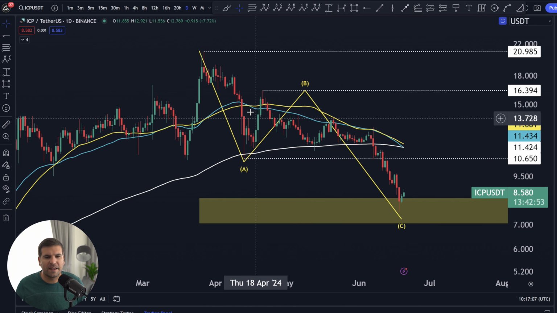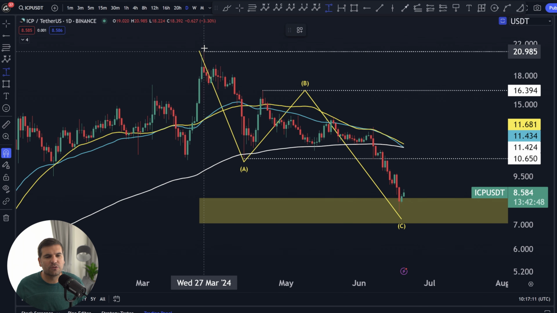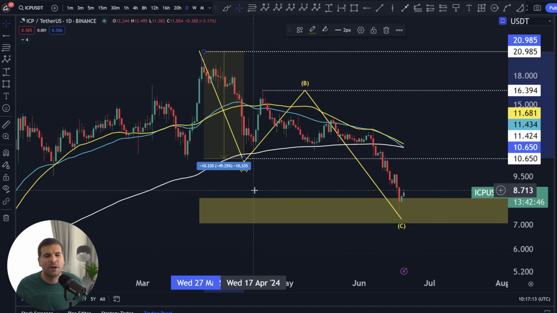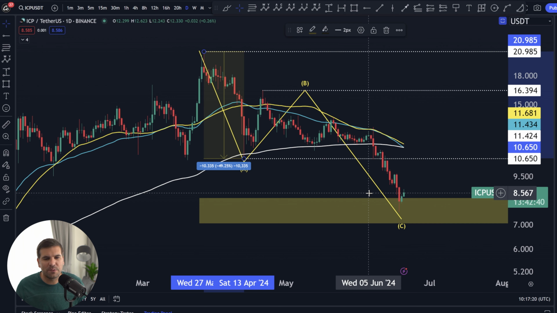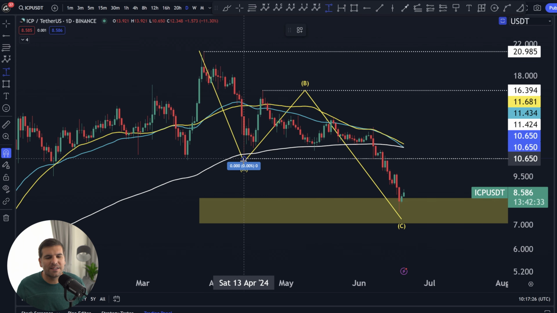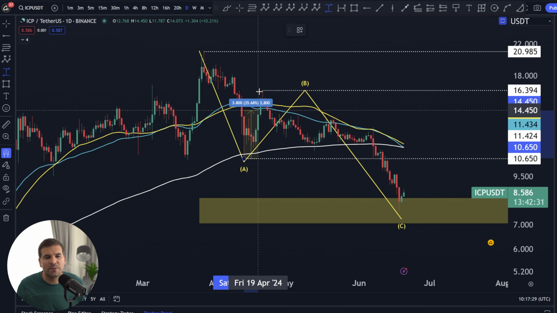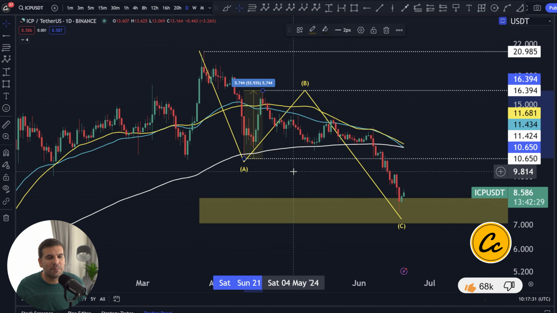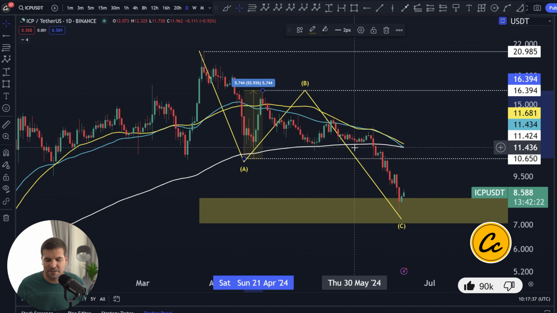So as we can see, that first initial A wave coming down here was a pretty significant drop. We did see ICP dropping by 49.25% from the 27th of March to the 13th of April. It had a lot of investors very worried. This was met by a relief rally where we did see ICP move up from the 13th of April by 53.93% to $16.394, which was on the 21st of April.